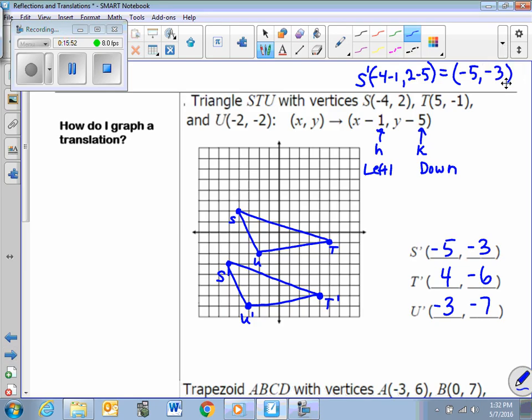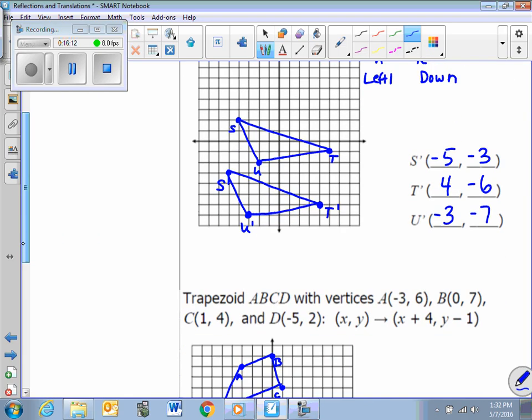That is the same thing we got doing it graphically. Sometimes you won't have a graph, so you have to understand that when I have my pre-image points S, T, and U, to find the images, I need to subtract 1 from the X values and subtract 5 from the Y values, because that's the transformation rule they gave me.